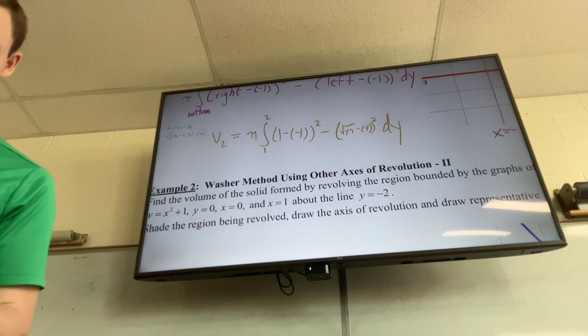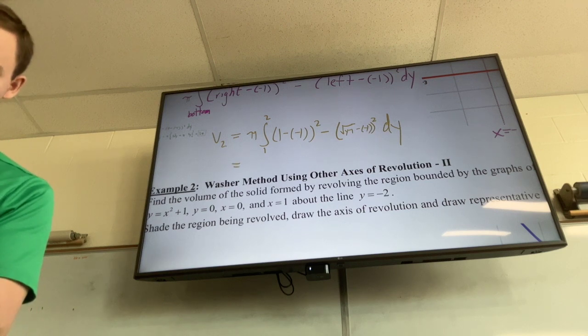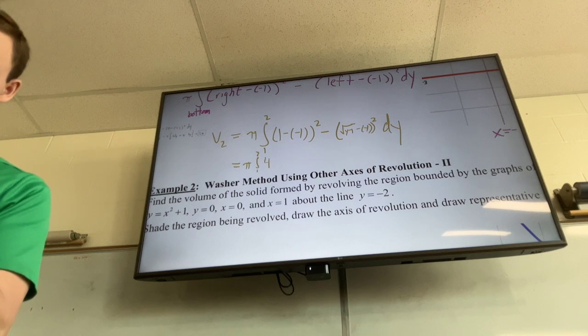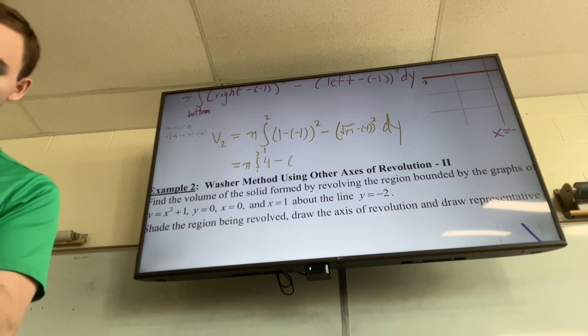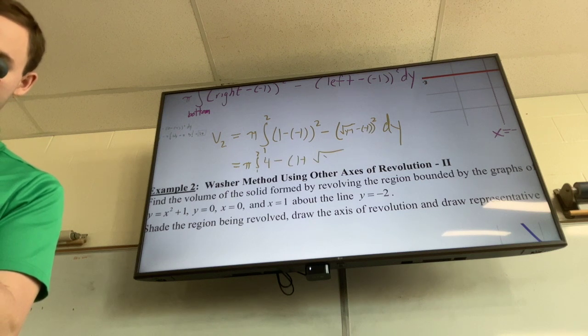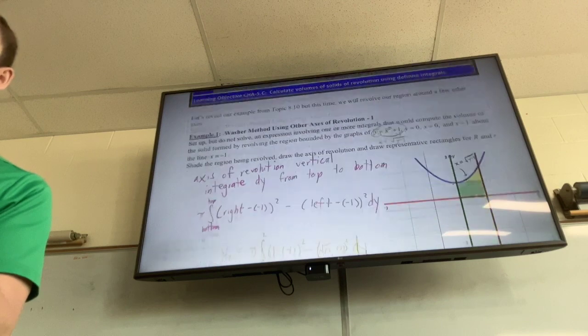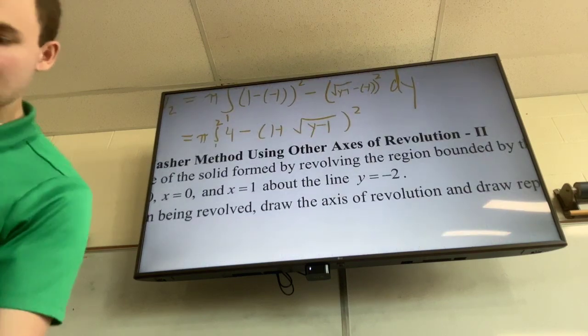So that simplifies to pi times the integral from 1 to 2 of 1 minus negative 1 plus square root of y minus 1 squared. I'm going to go ahead and do that in my calculator since we actually weren't supposed to evaluate these anyway. But okay, so let's do that in my calculator.